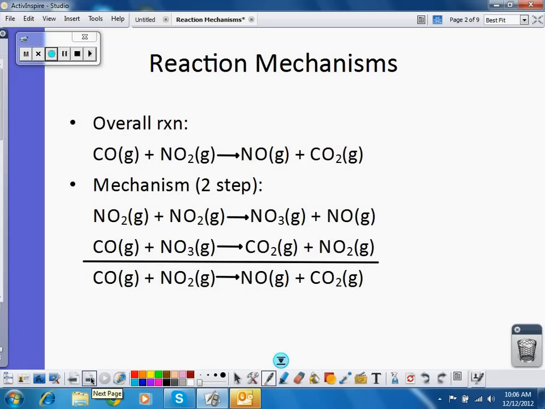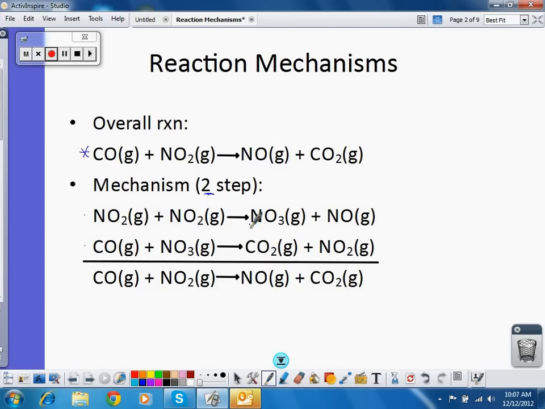So here's an example of a reaction mechanism. First, I have my overall reaction, and this is the reaction you looked at last time when you were looking at the actual collision theory video. This mechanism is a two-step mechanism. So what this says is the first elementary step, two nitrogen dioxide molecules collide to form these two products. Then a carbon monoxide molecule collides with this NO3 that is formed in the first step to form the CO2. So each of these steps is an elementary step. When I add them together, it gives me the overall reaction.